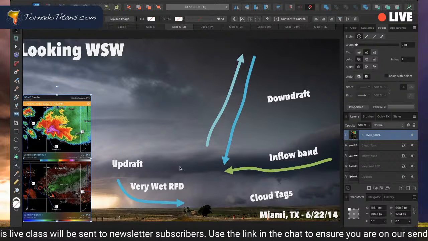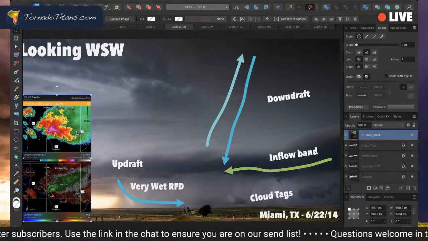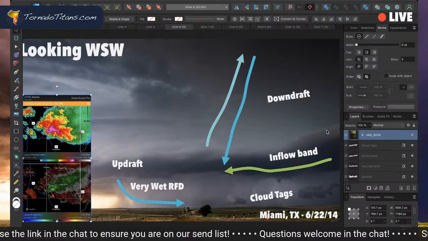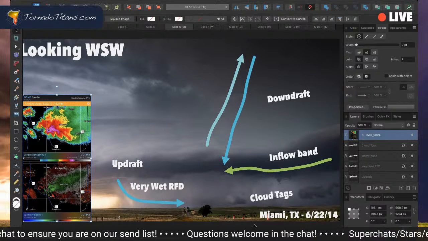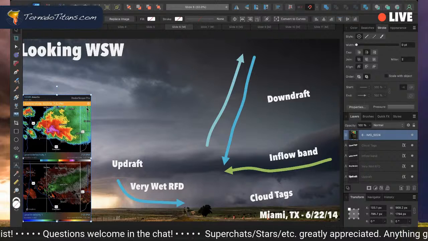So what's happening here is that the storm right here in the front flank is just kind of blowing up. So it's reinforcing the front flank downdraft here a little bit. And you see the velocity here, not very impressive.